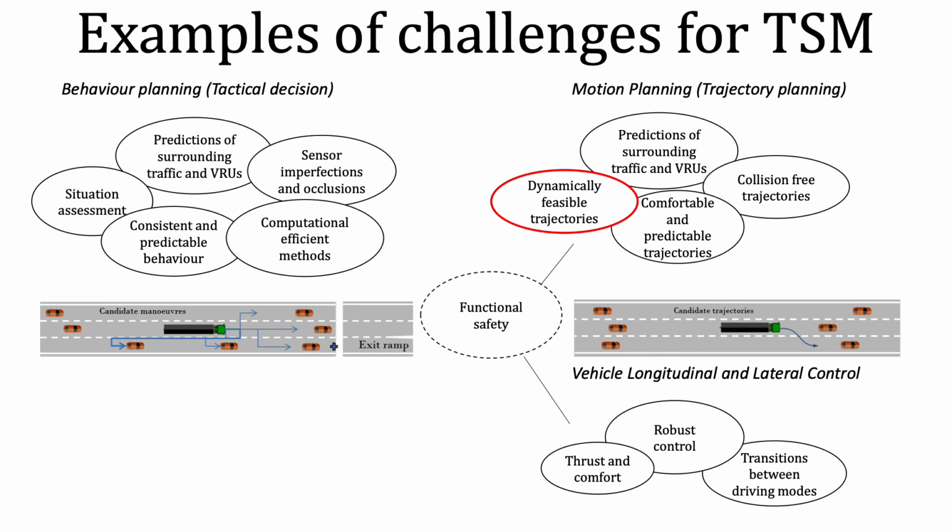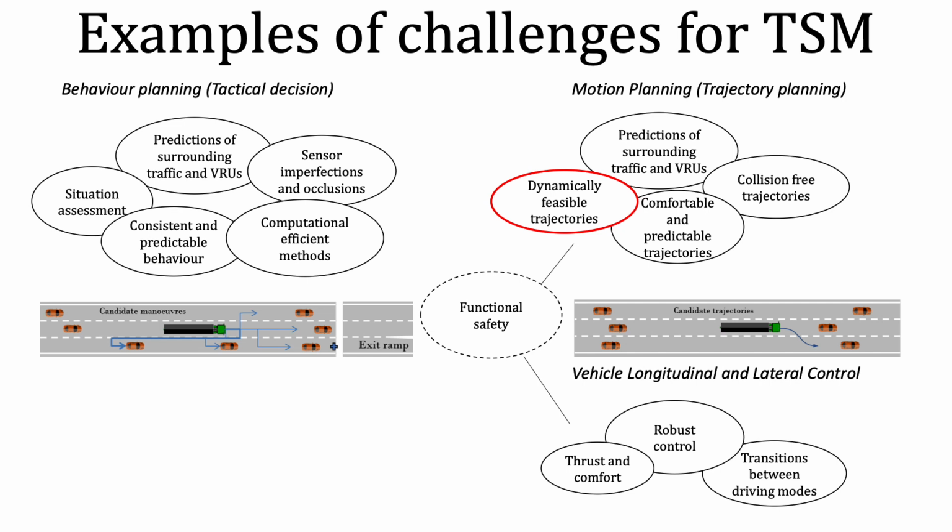There are a lot of challenges connected to this type of software. One of them is, of course, the predictions of the surrounding traffic and their use. Sensor imperfection and sensor occlusions. We need to find computationally efficient methods. It happens to be very demanding most often. The behavior that we generate needs to be consistent and predictable. And of course, we need to know what type of situation we're in. What type of driving instructions should we give?